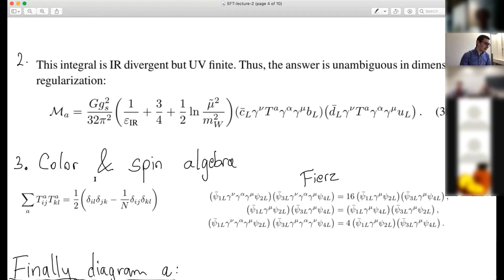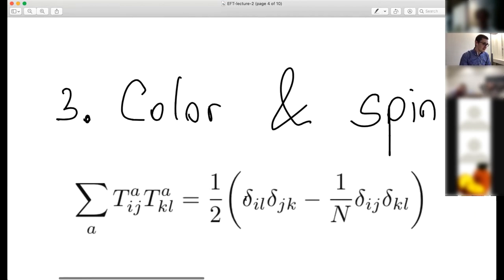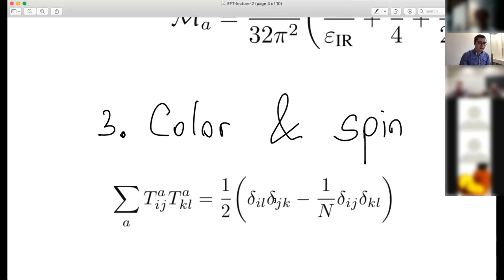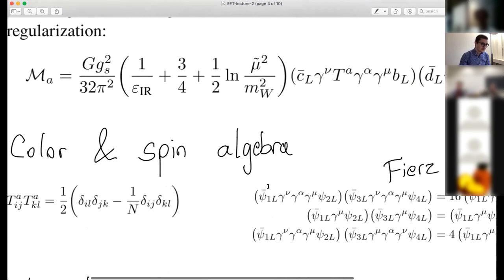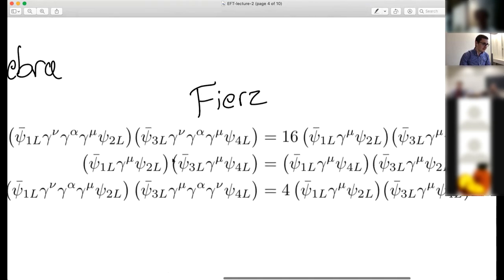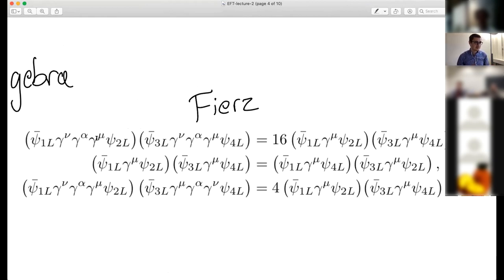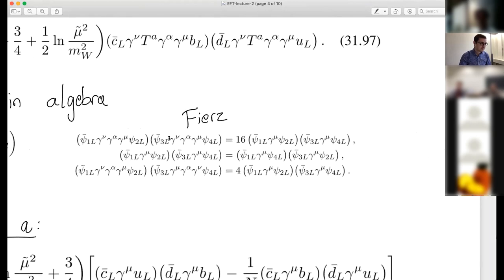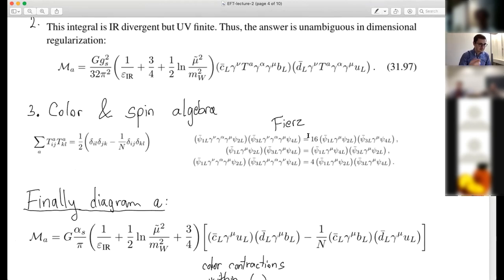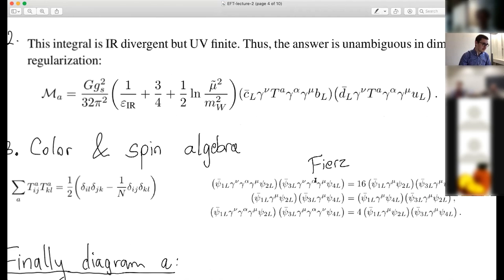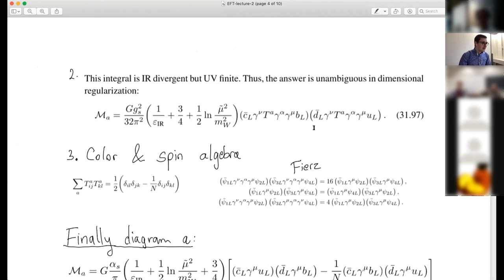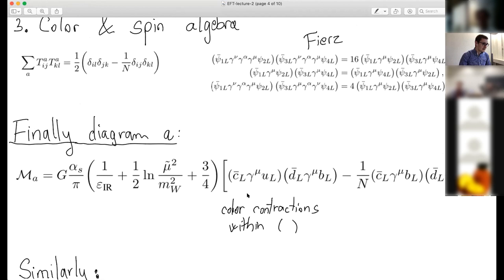You can use the color algebra and the spin algebra, meaning Fierz identities. For example, the color algebra is this relation. These are the generators of color, and you can express them in terms of different connections between different color indices. And then there are Fierz identities. These are basically just Lorentz symmetry, with plus or minus signs for fermion fields from anti-commutation. In this case, this is just spinors, so you don't need that. Anyway, you have the color and spin algebra, and you can massage this term, and then you get this diagram.